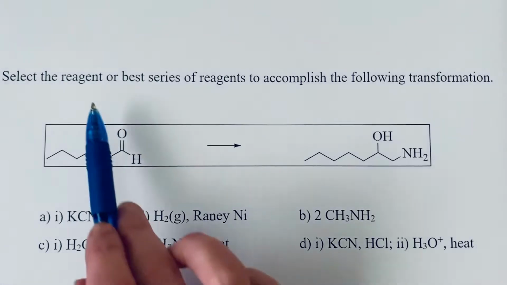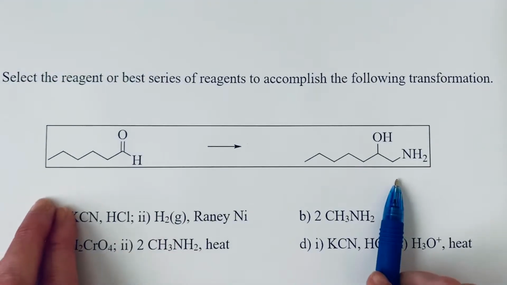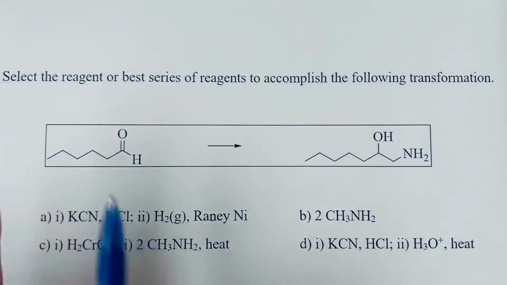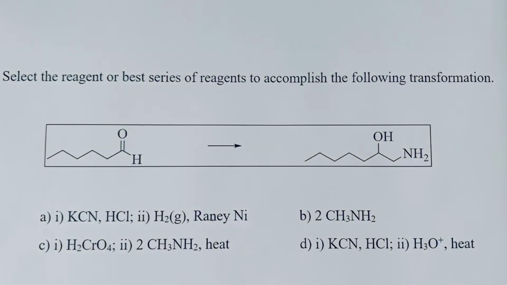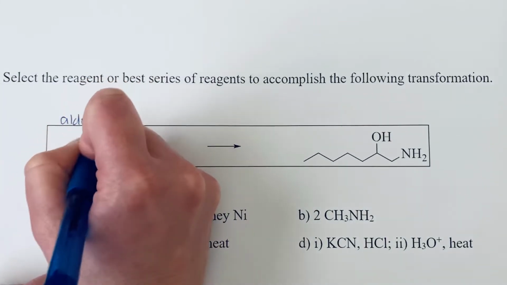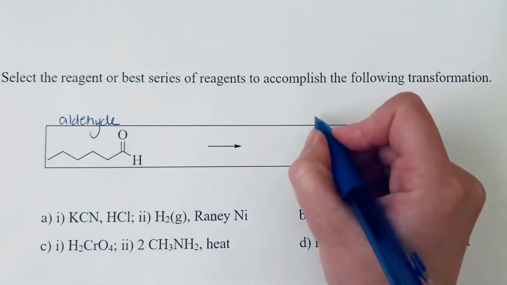Select the best reagent or best series of reagents to accomplish the following transformation. So when approaching a multi-step synthesis like this, we want to take a look at what we're starting with and what we are forming. So we see that our starting material is an aldehyde, and our product contains an alcohol and an amine.